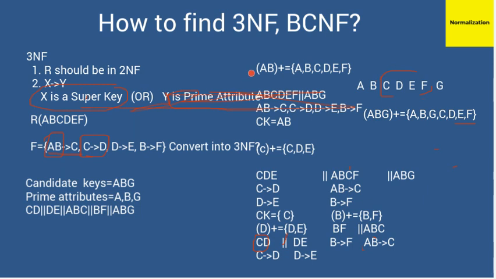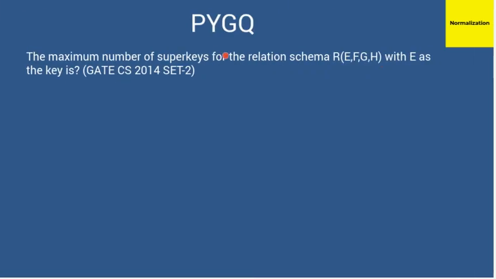But now let's check the previous years' GATE questions on the BCNF, 3NF and 2NF, and basically normalization and keys. Let's start with that. This is a GATE question asked in 2014. What is the maximum number of super keys for a relation schema R with the attributes E, F, G, H, where E is a key?